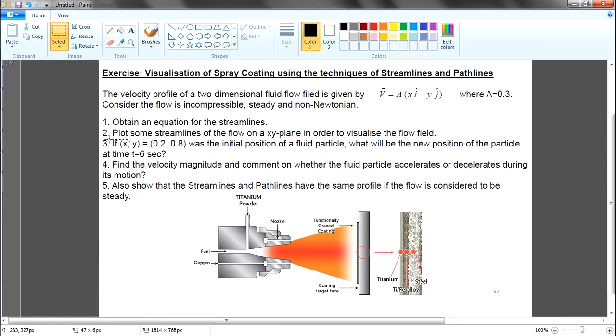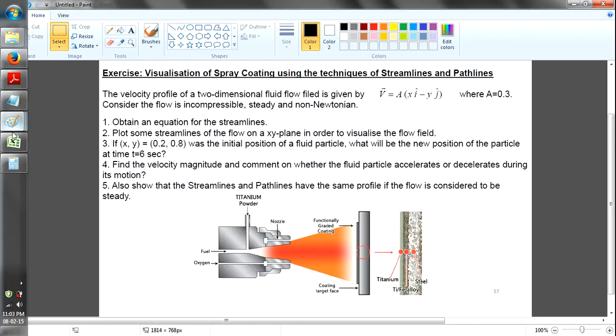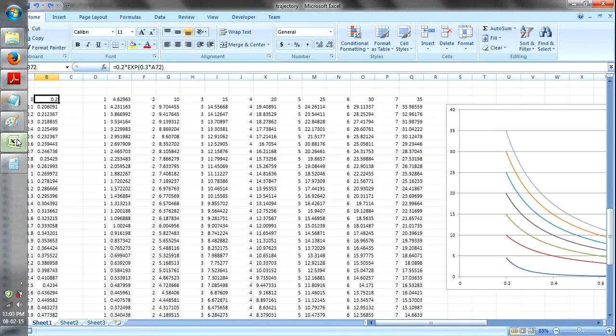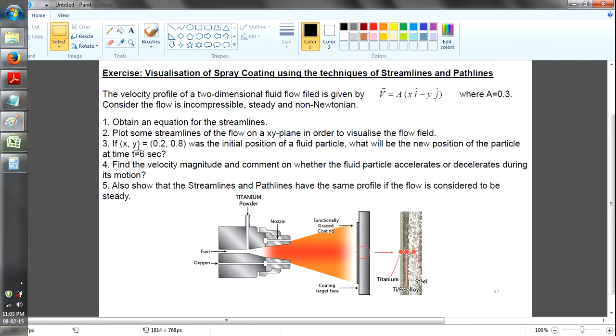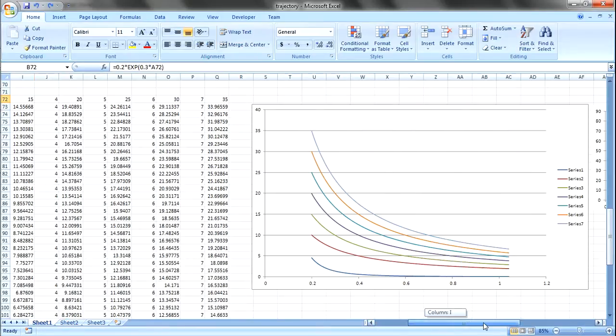In the last video we talked about finding the position of the particle. It's simple math, and you use the velocity magnitude to solve the problem. In this video, we talk about how to find the velocity magnitude and comment on whether the particle is decelerating or accelerating. It's important because you have this graph over here, but you don't know whether the particle is moving in this direction or that direction.